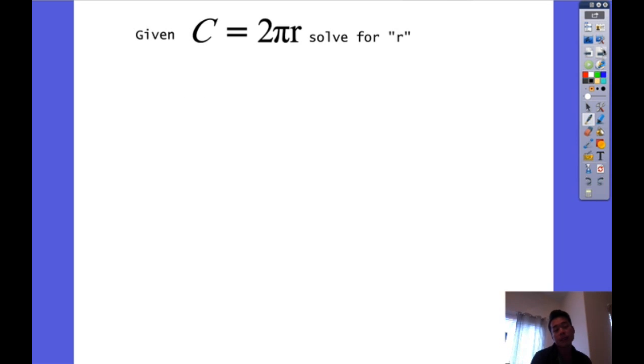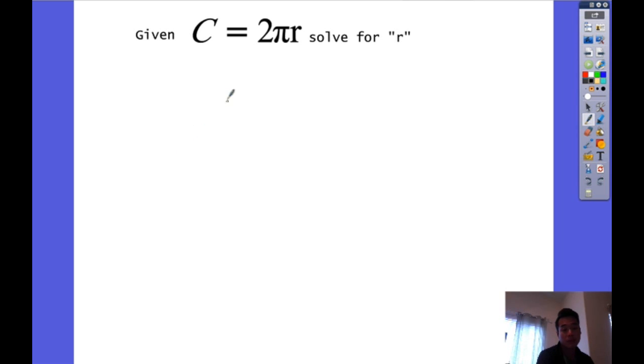Then I'm gonna jump in and let's do what's called literal manipulation. Given that C is equal to 2 pi r, solve for r. In this case, it's relatively simple. You get circumference is equal to 2 times pi times r. I'm not actually solving for anything, so to speak. I'm not solving for an actual number. I'm just manipulating this formula for the given variable.